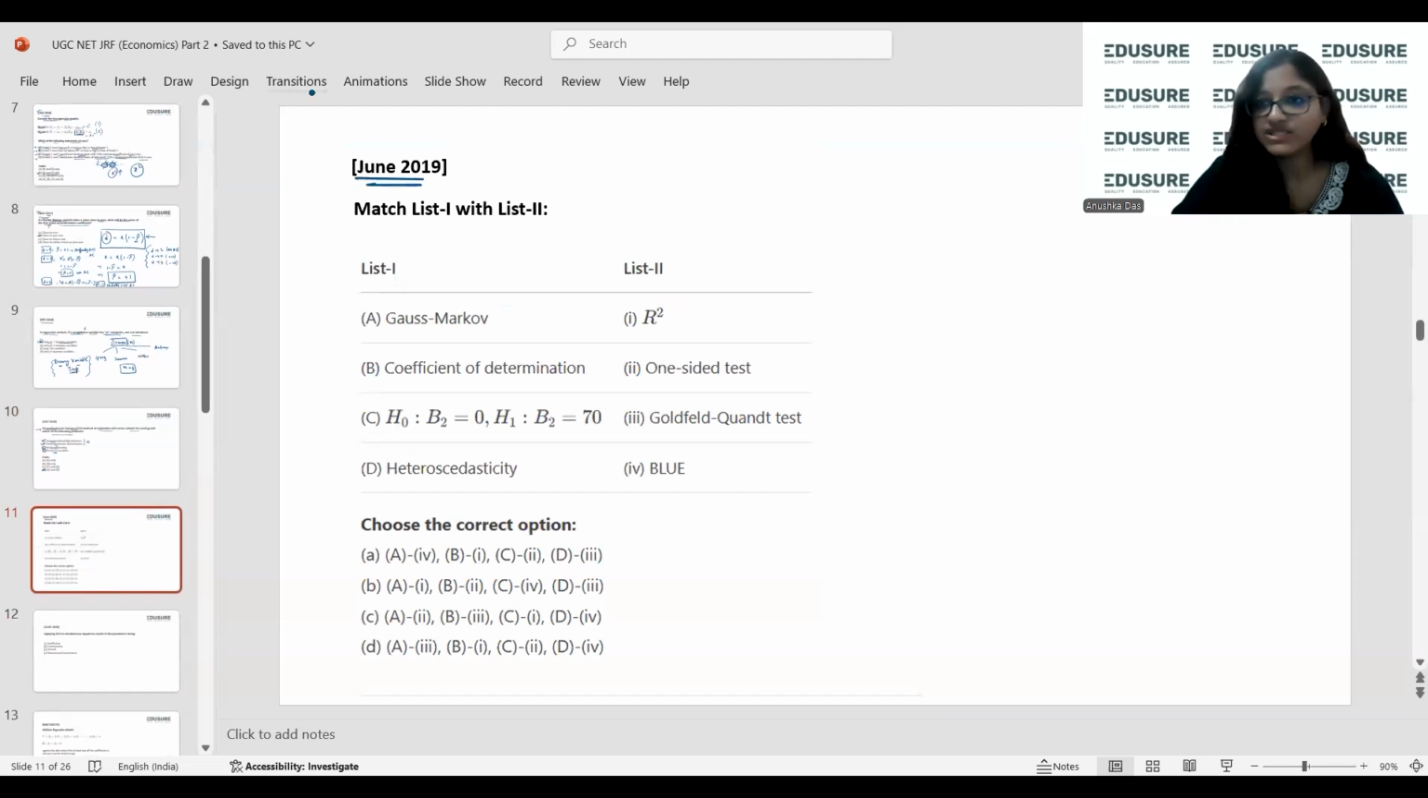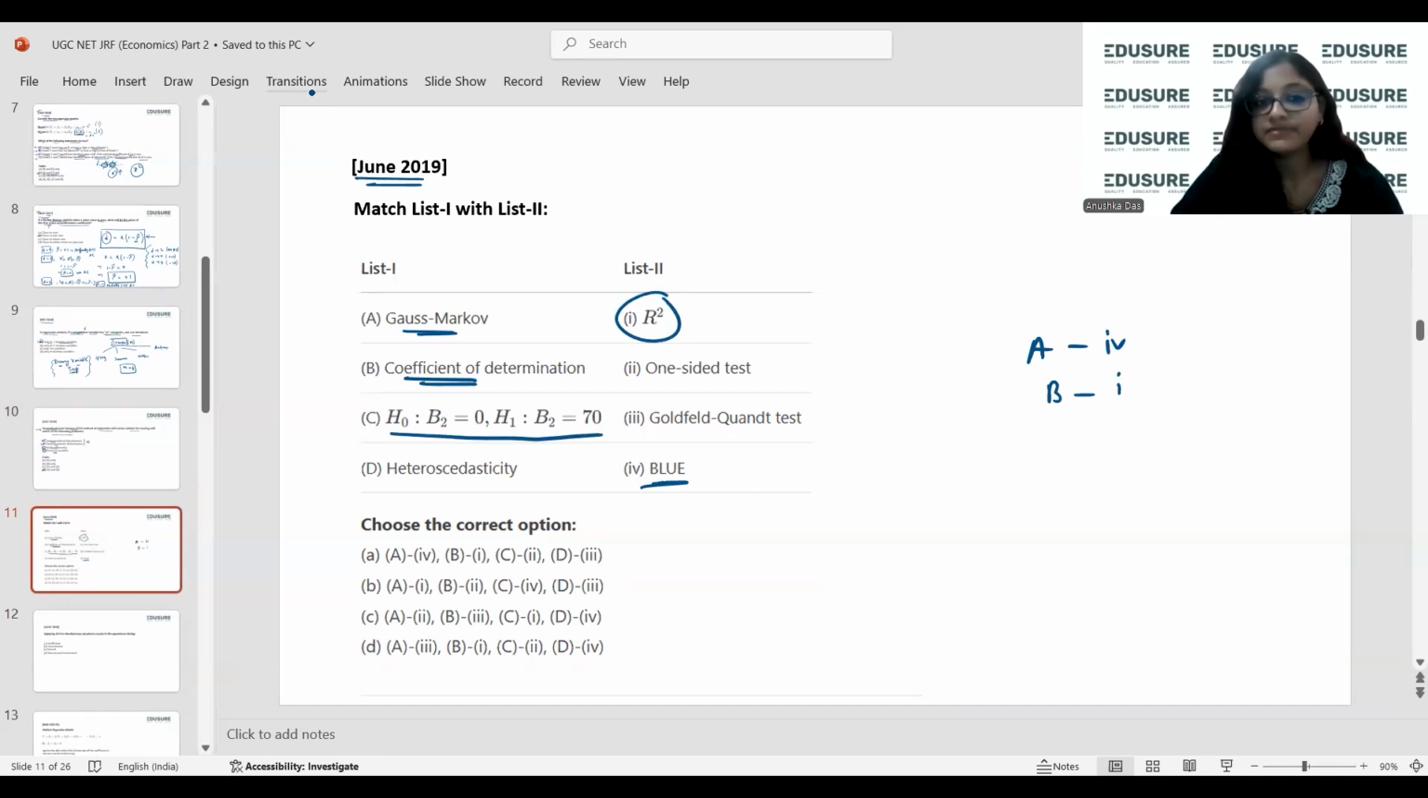June 2019, match the list. Gauss Markov, I've already explained. Gauss Markov will give you the BLUE estimators under the CLRM assumptions. If the CLRM assumptions hold, Gauss Markov ensures BLUE properties. Coefficient of determination is given by R squared. This is also known as the goodness of fit, which we have discussed.